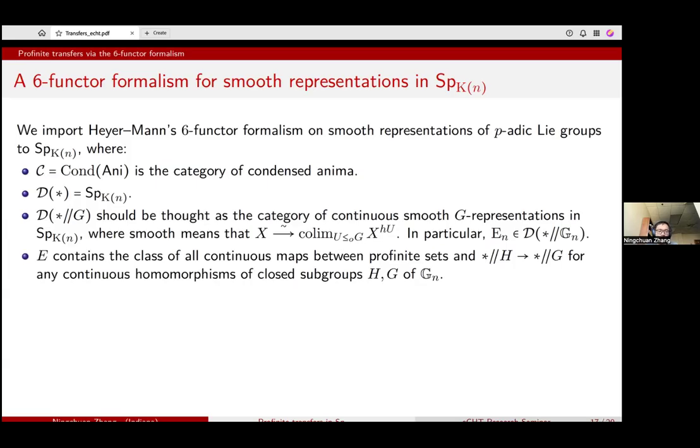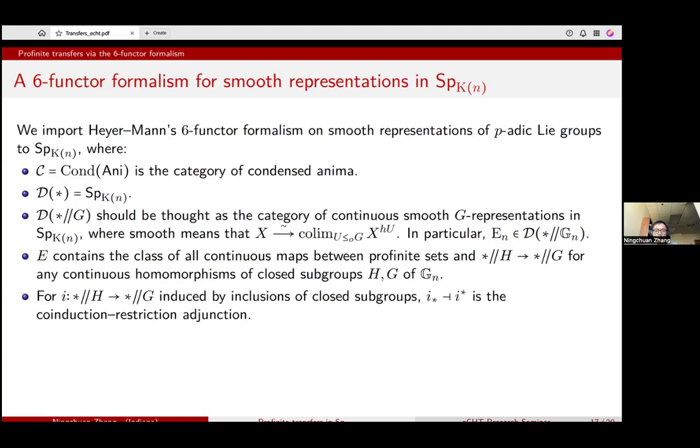Because E is a class for which we can define all the Schrick functors. I don't know precisely what E is, but I can say that E contains at least all continuous maps between profinite sets, which are a full subcategory of condensed anima, as well as those between classifying stacks of closed subgroups of the Morava stabilizer group. For those, we can define the Schrick functors.